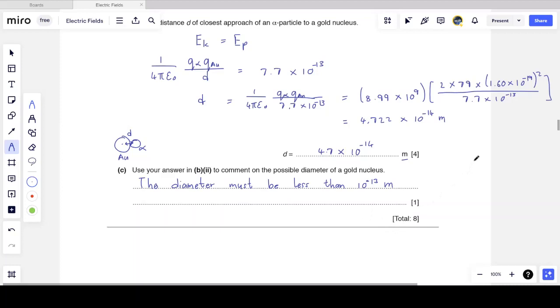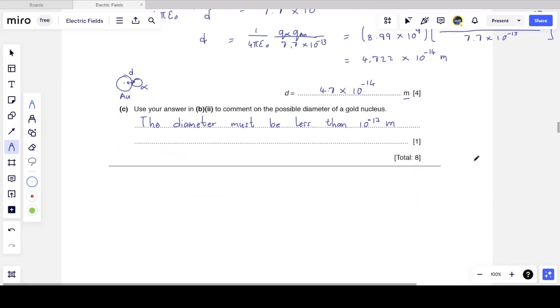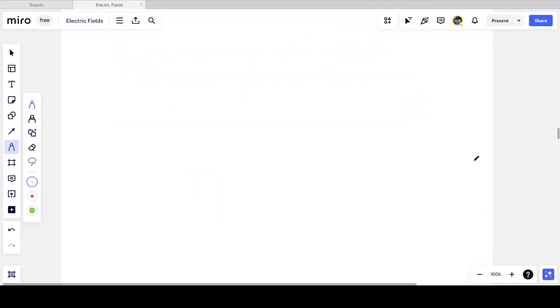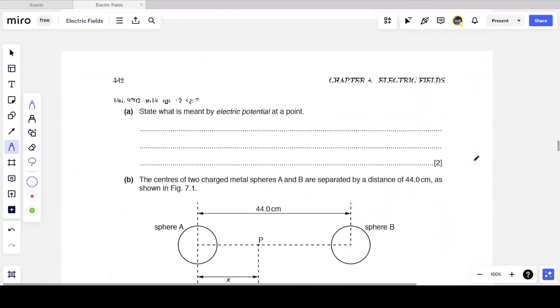So if the alpha particle gets all the way right to the edge of the gold nucleus and touches the gold nucleus on the outside and then gets pushed away, we at least know the diameter must be less than 10 to the minus 13 meters. So that's as much as we can conclude from that kind of problem. So an interesting problem, tests our knowledge of particle physics as well.